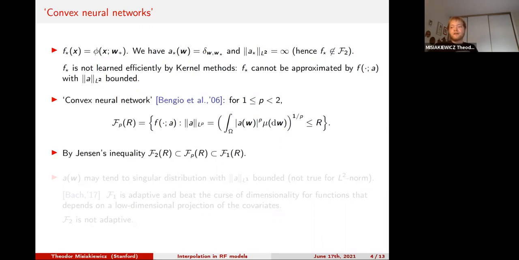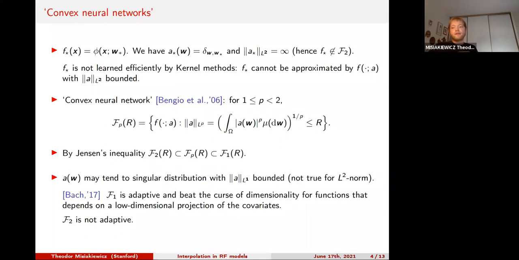So we have strict inclusion between the balls: F2 is in FP, which is included in F1. So the FP balls correspond to richer and richer function classes as p decreases. FP captures better functions that are highly dependent on a low dimensional projection. In particular, for p equal to one, we can approximate a Dirac by a sequence of densities, with uniformly bounded L1 norm, which is not the case for L2.